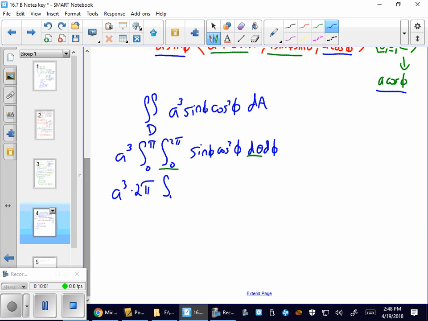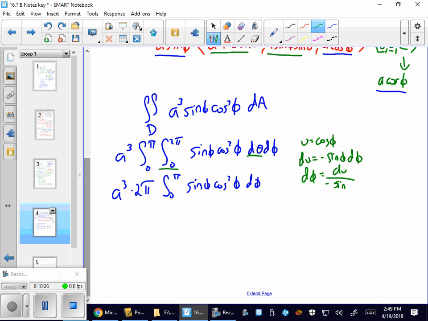Then I have this integral from 0 to pi, sine phi, cosine squared phi, d phi. Again, relatively easy u substitution. So u is cosine phi, du is negative sine phi, d phi. So d phi is du over negative sine phi. All right, let's go ahead and plug this stuff back in. I'm going to change the bounds.